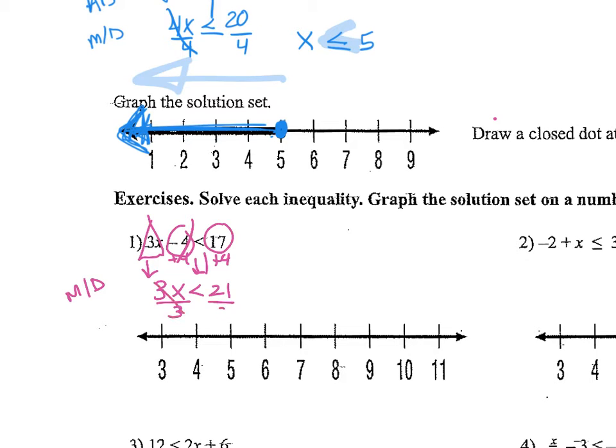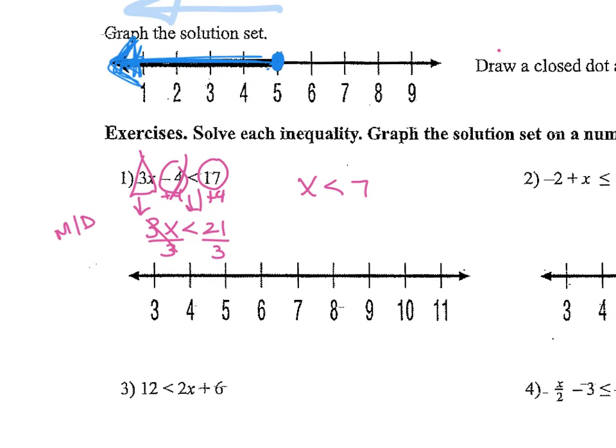Now I've got one last step. I'm going to divide since it was multiplied. My sign doesn't have a closed line underneath it, so that means I go to 7 and I put an open dot. Now I'm going to shade in the same direction my sign is facing, to the left.